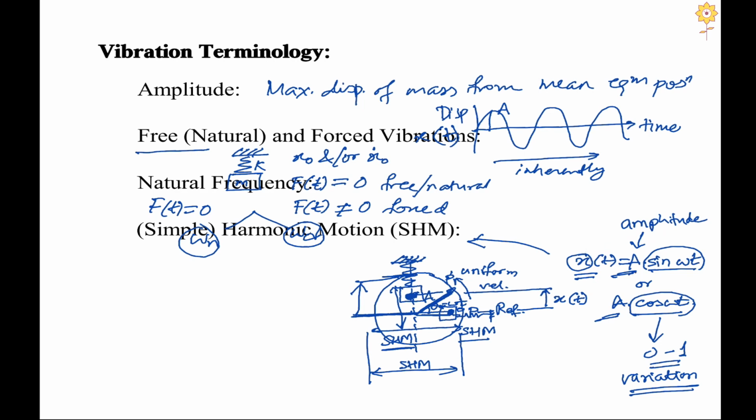This is the displacement amplitude to be precise, right. Likewise, if I am talking about other parameters, say velocity, I will be having velocity amplitude. Then if I am talking about acceleration, it will be acceleration amplitude, and similarly for force, I will be having a force amplitude. Okay. So, amplitude itself indicates it is the maximum value for some parameter. Okay.